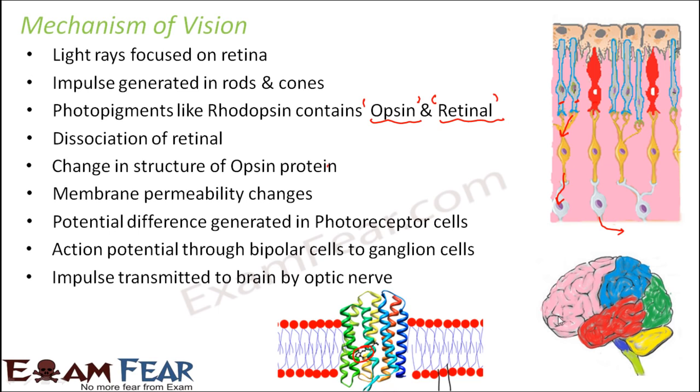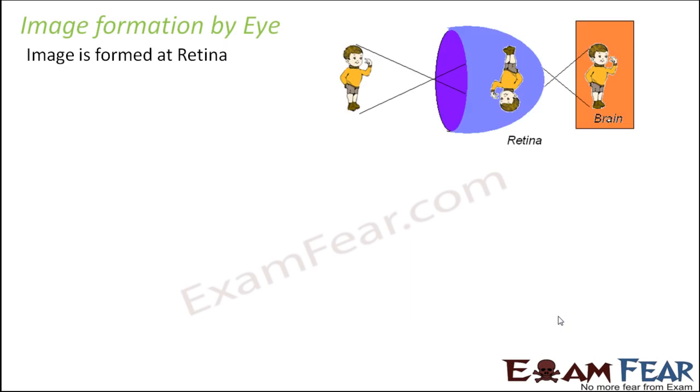So this is the mechanism of vision. This is how we are able to see different objects and interpret them. Now let us quickly look at the image formation process by the eye. As I said, the image is formed on the retina. Suppose you are looking at this boy. The image formed on the retina is a real and inverted image.